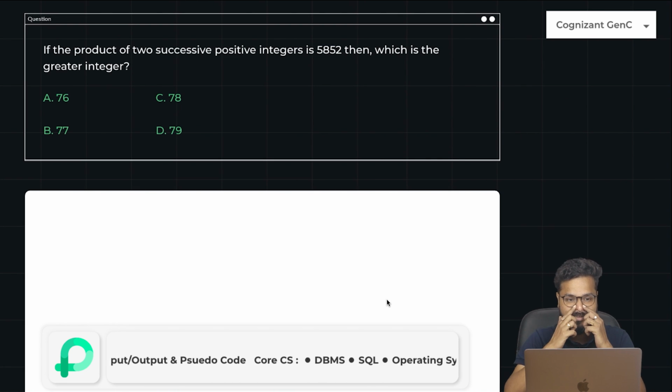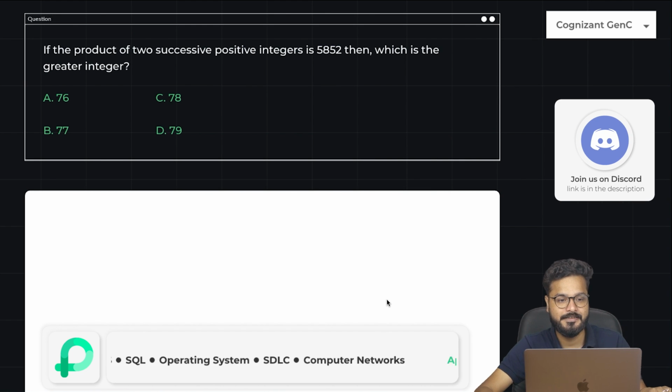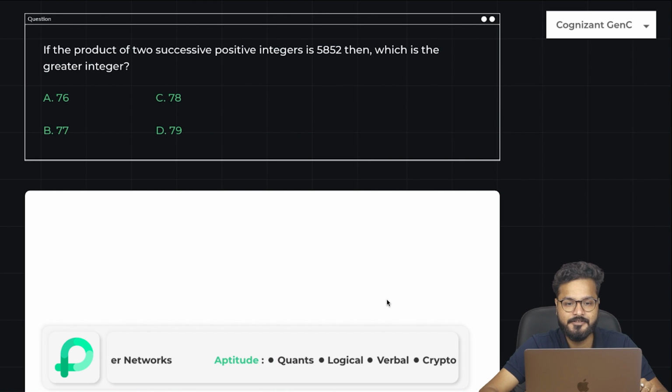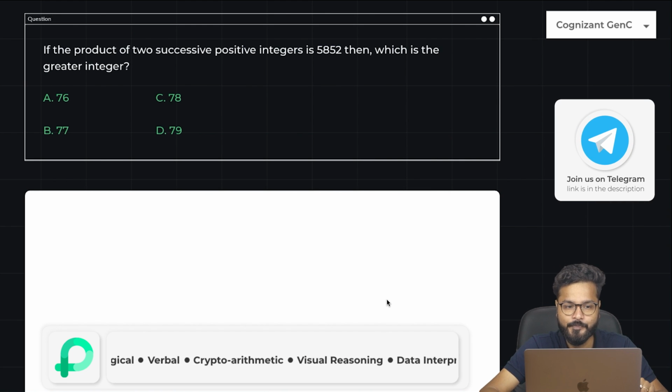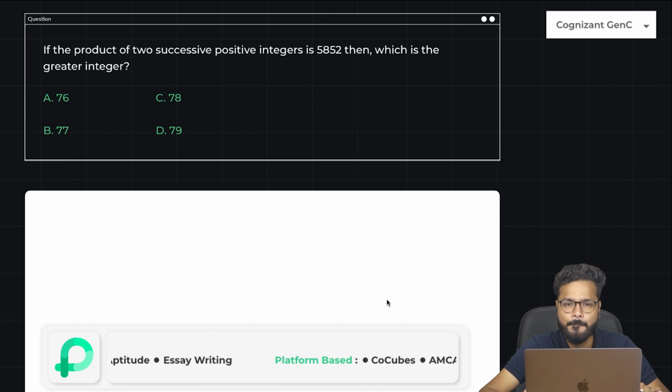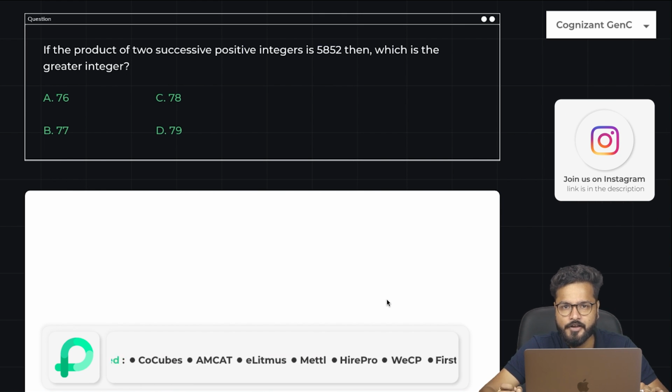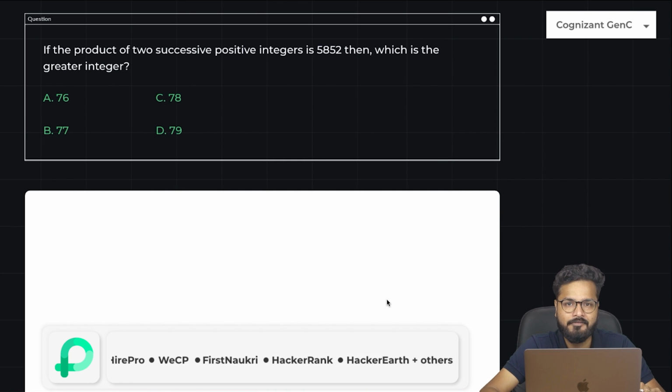Let us not waste much time here and start with our first problem, which says: if the product of two successive positive integers is 5852, then what is the greater integer? A very simple question to start with. Have a pen and paper, pause the video, start solving it, and play the video back once you have the solution.